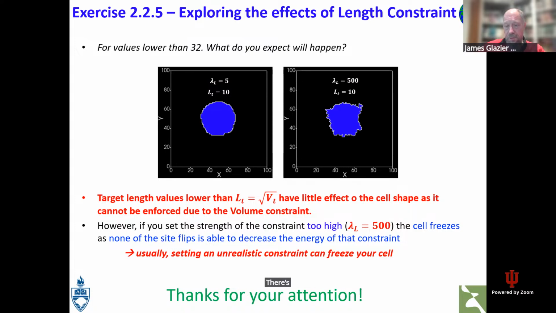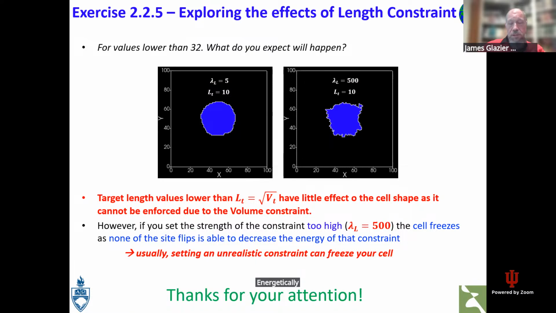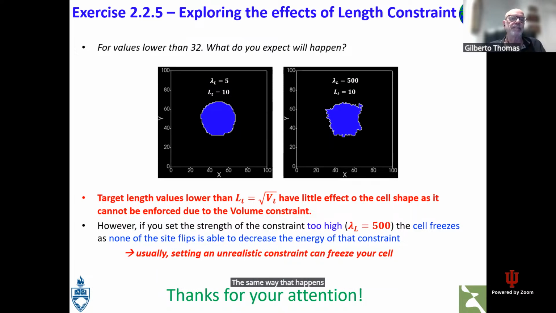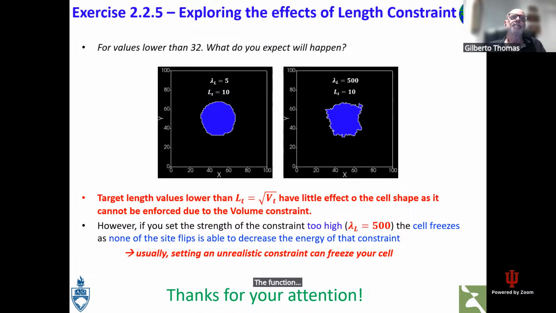There's another question. If you put the temperature close to zero, what will happen? And the answer is if you could put the temperature very close to zero, then energetically favorable copies will happen, but energetically unfavorable copies won't happen, and the simulation will freeze rapidly. The same happens in that surface when we put T equals 0 there. I showed that graph with probability of acceptance when T equals 1, the function decreases very quickly to 0.